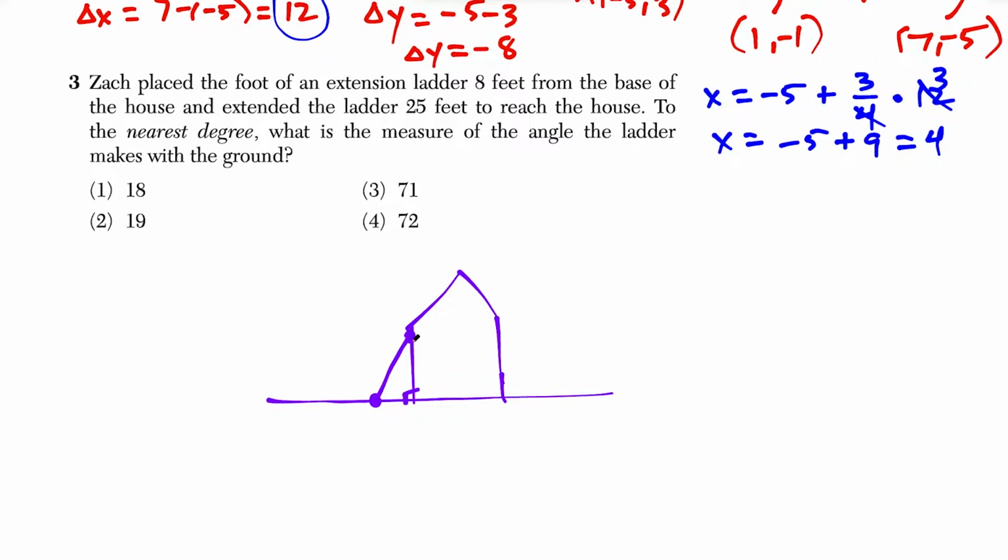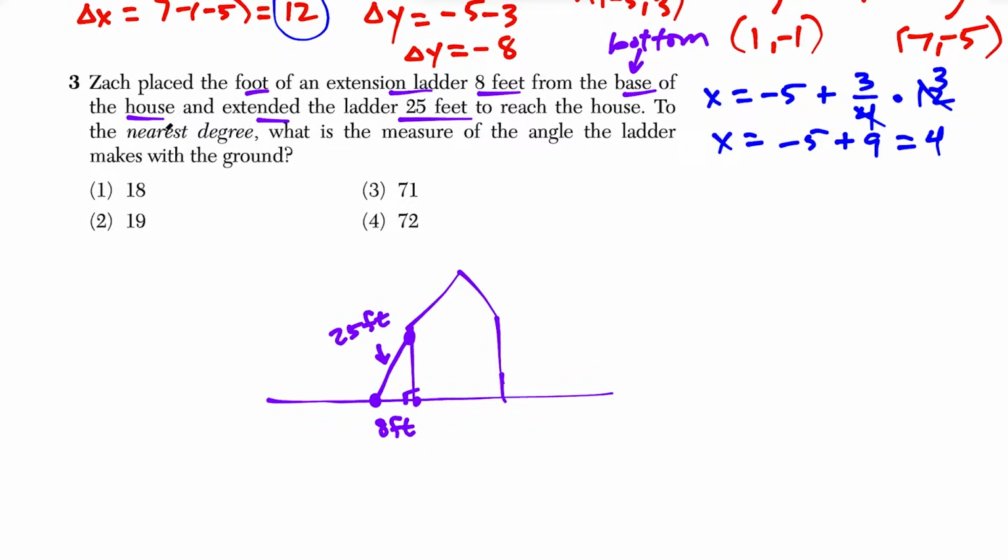So I'm going to draw the ladder over here, and we're told that the foot of the extension ladder is 8 feet from the base of the house. Now just know the base of the house, this is the bottom of the house, okay? And the foot of the ladder is the bottom of the ladder. So this distance from here to here is going to be 8 feet. Okay, so they're telling us the distance from the foot of the ladder to the base of the house is 8 feet, and the ladder is extended to 25 feet to reach the house. So this distance over here, the hypotenuse, is 25 feet.